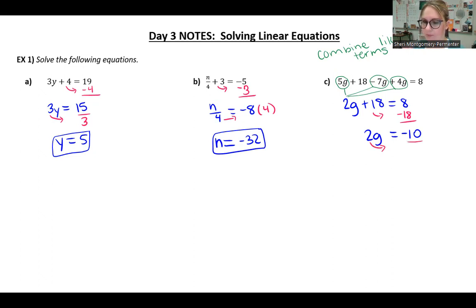Yes, ma'am. Negative 10 divided by 2. Yep. How could I check my answer? Plug it in. If I wanted to check my answer, I could plug it in.